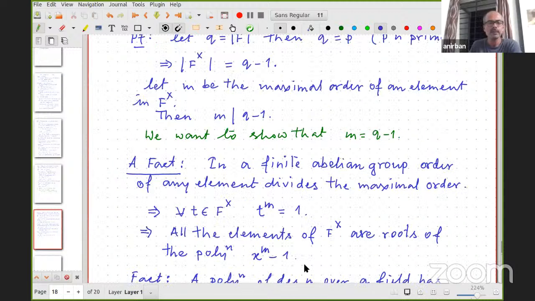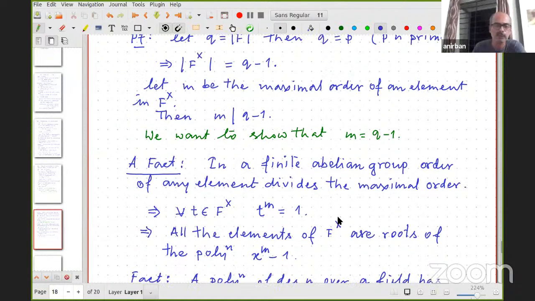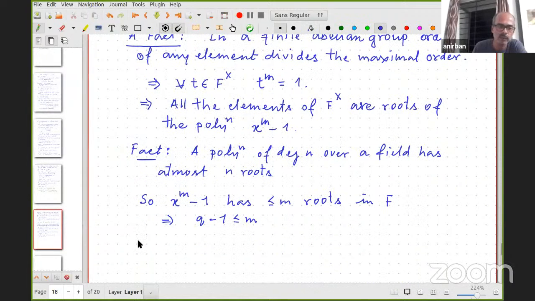So we have two things. One is M divides q minus 1, and also q minus 1 is less than or equal to M. Therefore, they have to be equal. So that would imply that q minus 1 is equal to M. Or let's write M equal to q minus 1.